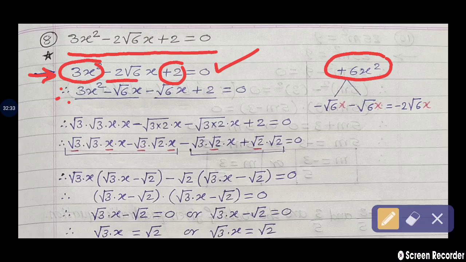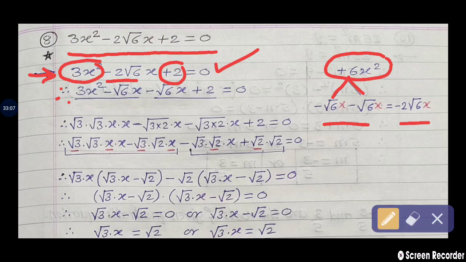Root 6 is given here. So 2 times root 6. We know the factors of 6 means nothing but root 6 multiplied by root 6. Remember, it is a special type of example. 6 means nothing but root 6 multiplied by root 6. Then answer is 6. And root 6 plus root 6, answer is 2 root 6.